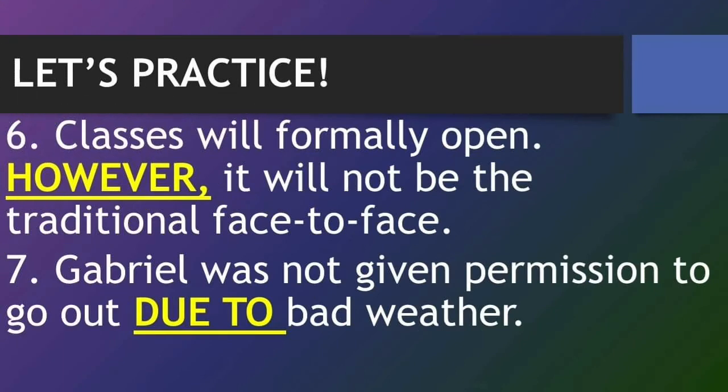For number 6, classes will formally open. However, it will not be the traditional face-to-face. So in number 6, it points out contrast. That's why we use however. And for number 7, Gabrielle was not given permission to go out due to bad weather. For number 7, it shows the cause or the consequences of an action. That's why it uses the transition word due to.